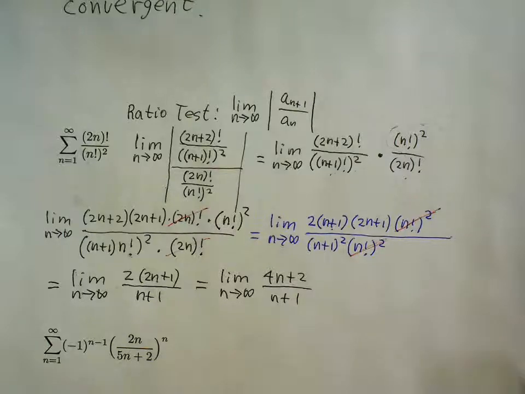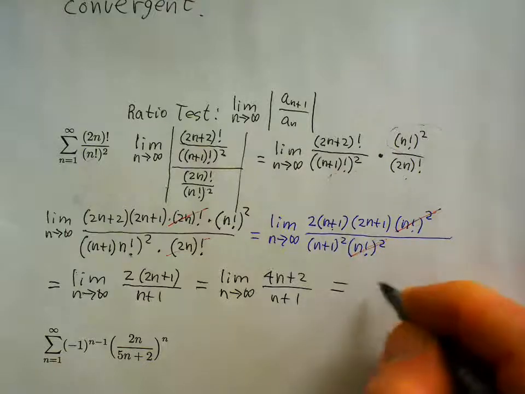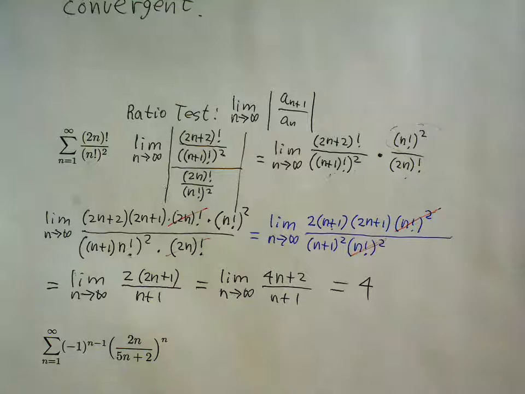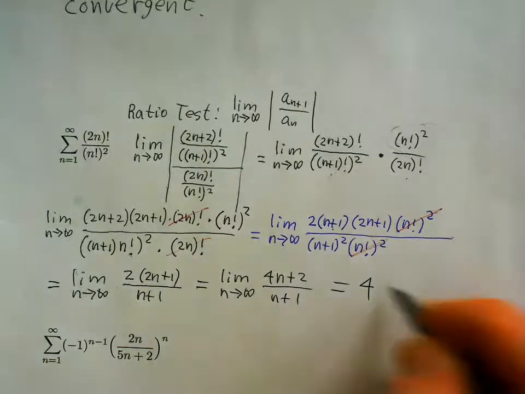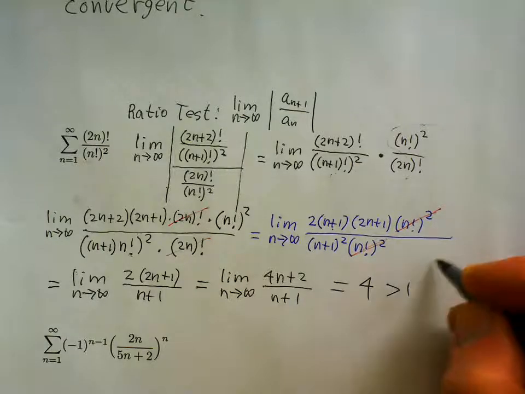As n approaches infinity, this limit is 4 over 1, or 4. Okay, and since 4 is greater than 1, and we're using the ratio test, that tells us that the series diverges, or is divergent.